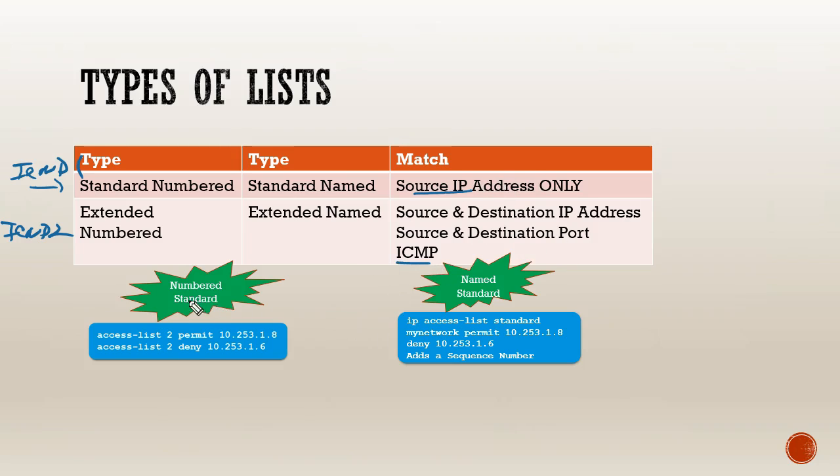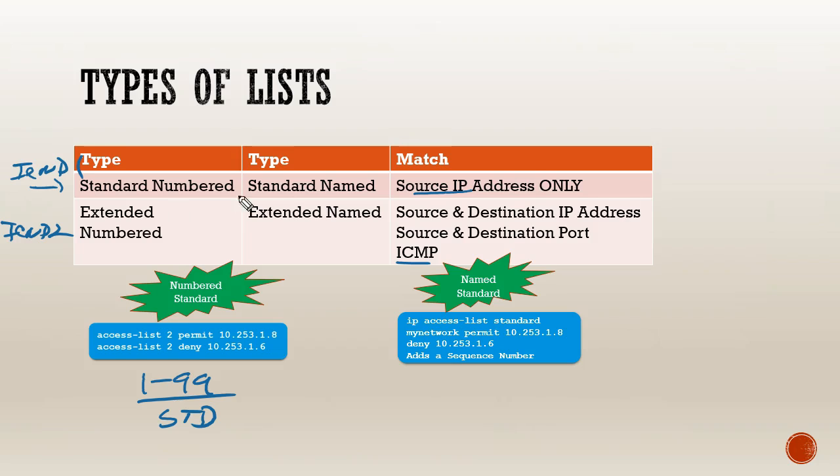So for a numbered standard list, the way we would write it is access-list 2, and if we go from 1 to 99, those numbers are standard. Access-list 2 permit 10.253.1.8. And we really should put a host modifier in here. Access-list 2 deny 10.253.1.6.